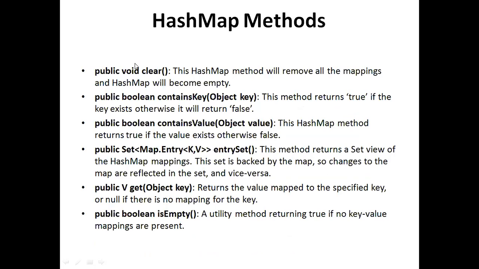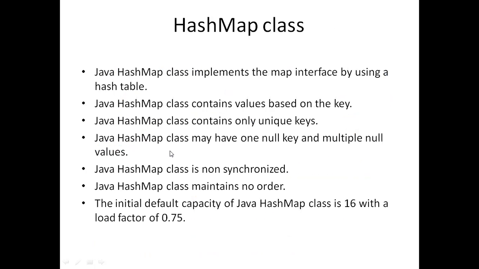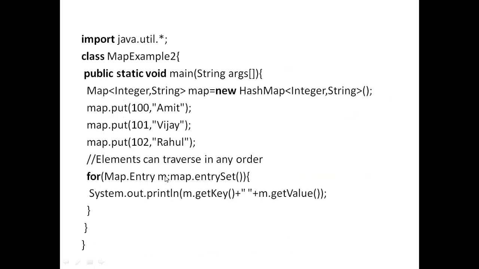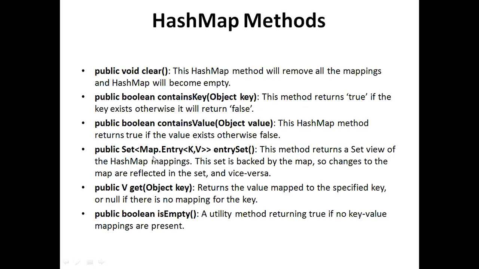Okay, methods. If you want to clear the mappings, the hash map will become empty. The containsKey method returns true if the key exists, otherwise it will return false. Like that, containsValue returns true if the value exists, otherwise false. Already we have discussed this Map.Entry of key comma value, entrySet. The get method returns the value mapped to the specified key, or null if there is no mapping for the key. isEmpty returns true if no key mappings are present.